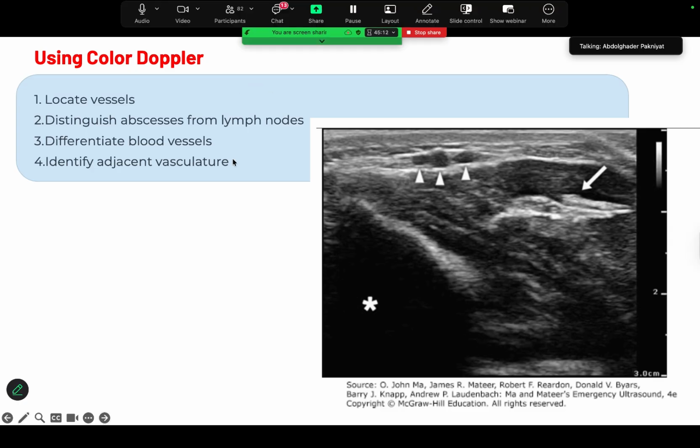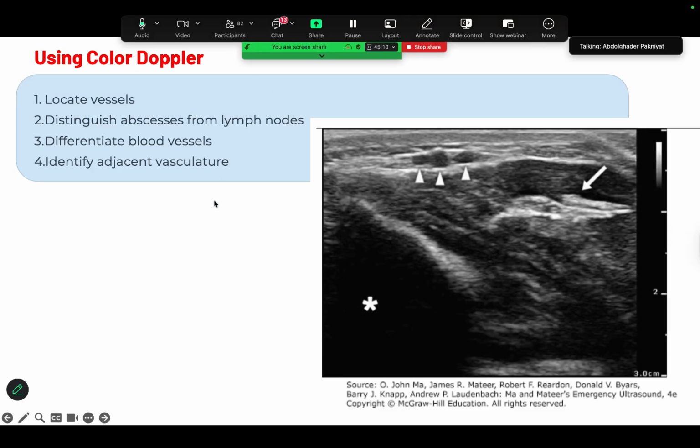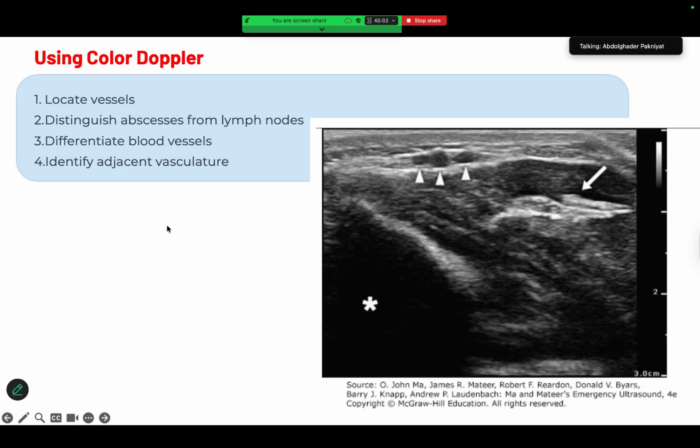Using colored Doppler is very important in soft tissue infection, just to locate vessels, distinguish between abscess and the lymph nodes that we will discuss later, differentiate between blood vessels, and identify adjacent vasculature. So with colored Doppler, we can map the structures around the abscess, around the cellulitis. If you wanted to do, for example, the incision procedure, you avoid hurting these organs.